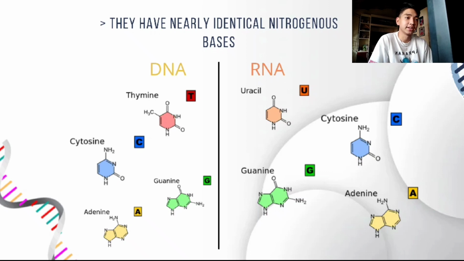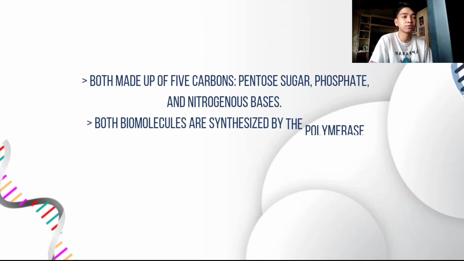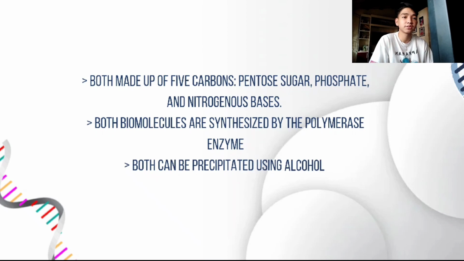Both have the bases adenine, cytosine, and guanine. Both are made up of 5-carbon pentose sugars, phosphate, and nitrogenous bases. Both are polynucleotide chains made up of single nucleotide units, or monomers. Both biomolecules are synthesized by polymerase enzymes. Practically, both DNA and RNA can be precipitated using alcohol.